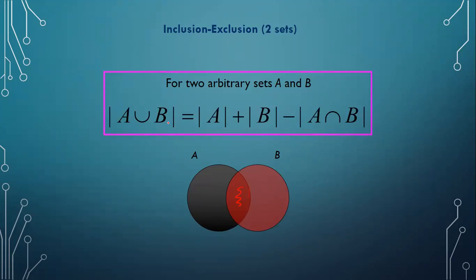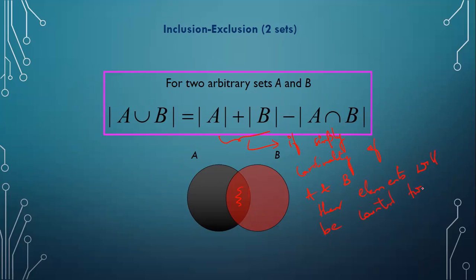In that case, the cardinality of A union B will be equal to the cardinality of A plus the cardinality of B minus the cardinality of A intersection B. Why do we subtract A intersection B? Because if we simply take A plus B, the common elements will be counted twice.